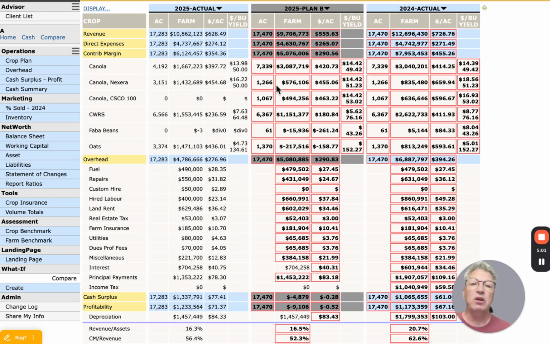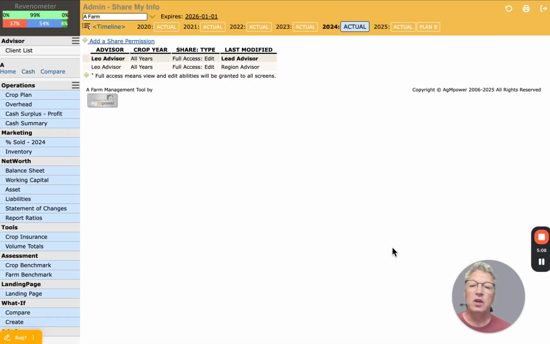A powerful feature of the software is that you can look back over time and compare year-over-year results. But you can also create a scenario, a plan B, and see if this plan is going to be better than plan A. You don't have to do this alone. You can share this file with your banker or agronomist, and they can evaluate your plan to help make it better. Or give me a call and check to make sure you've entered everything okay.